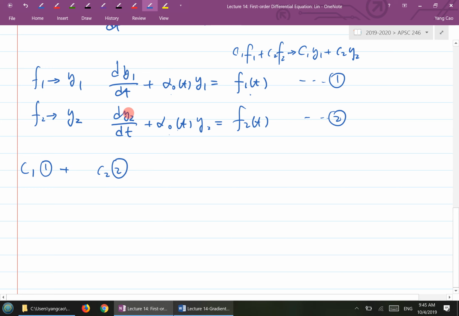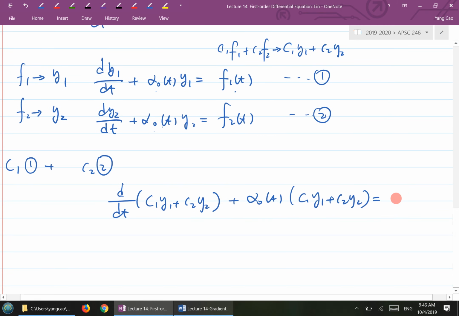So if you do this, what are we going to get? C1, C2 here, and then you add these two together. You get d over dt of C1 Y1 plus C2 Y2 inside. And over here you have alpha naught, that's a common term, times C1 Y1 plus C2 Y2. And on the right side, you have C1 F1 plus C2 F2.